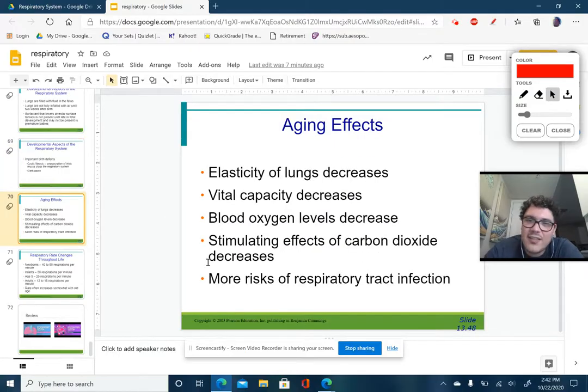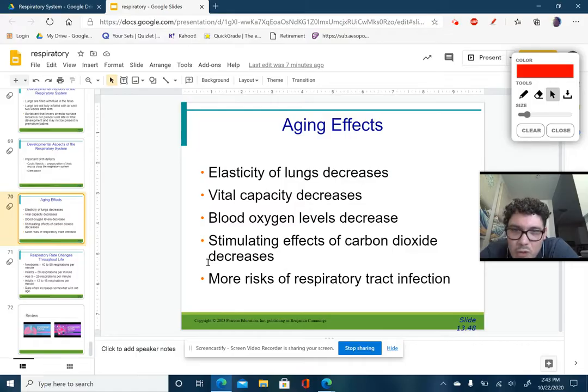The aging effects of your lungs, this is mostly common sense. The elasticity of the lungs is going to decrease as you get older. Vital capacity is also going to decrease, so you can't breathe as much as you normally could. Blood oxygen levels decrease. You just don't get as much oxygen. Stimulating effects of carbon dioxide decrease. Remember, carbon dioxide is the number one chemical that stimulates your brain that you need to breathe. So that also goes down. And then just overall higher risk of respiratory tract infection.